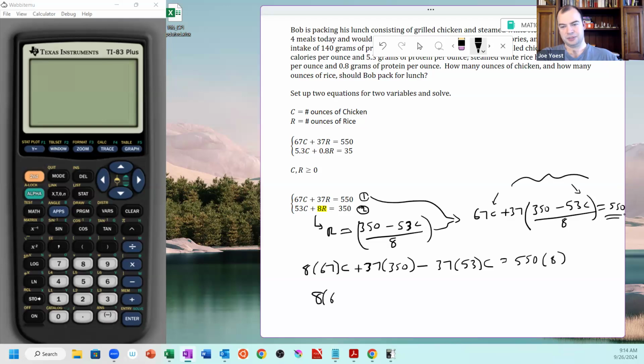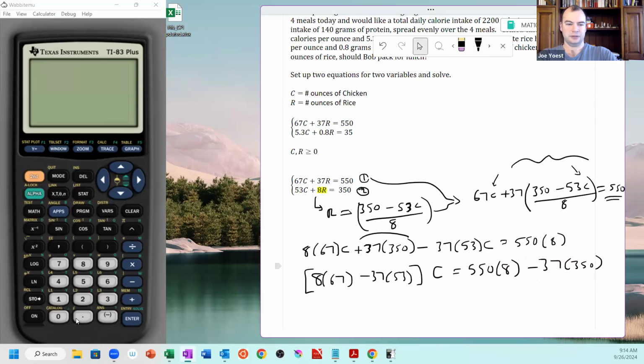So I have 8 times 67 minus 37 times 53, c, and that's equal to 550 times 8, and then minus 37 times 350. And let's come over here and figure out what these two numbers are. So we have 550 times 8 minus 37 times 350. That gives me negative 8550.